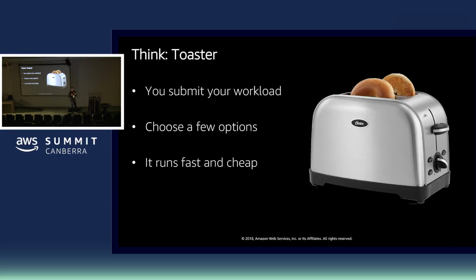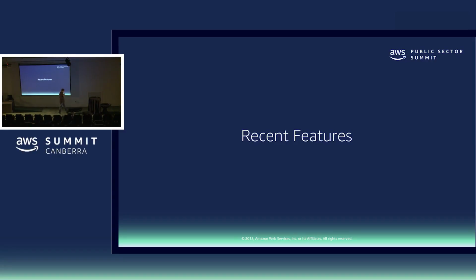It runs fast and cheap. That's what we want it to do. It just runs. I don't want to worry about what's happening internally on the toaster. Similarly, Redshift is something like that, and we want it to be a toaster for you. But what we also want you to know is, what are all the knobs available for you to tune your Redshift cluster for peak performance? And I'm going to walk you through a few of them today.